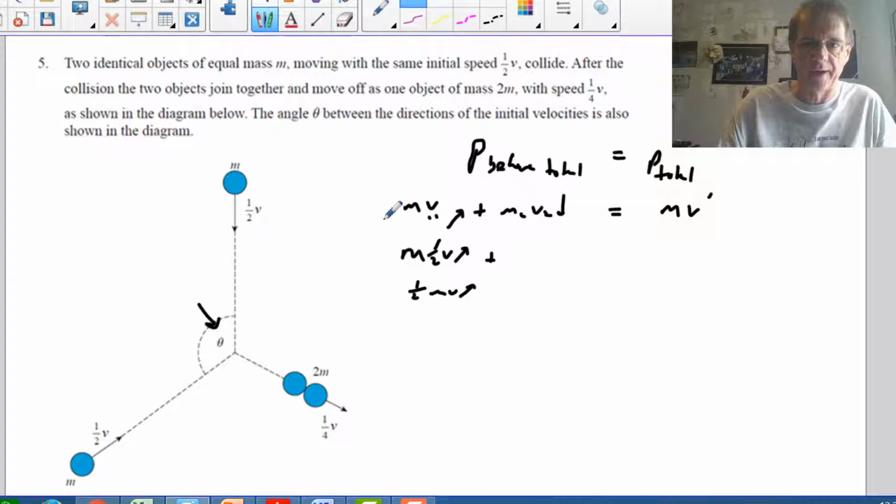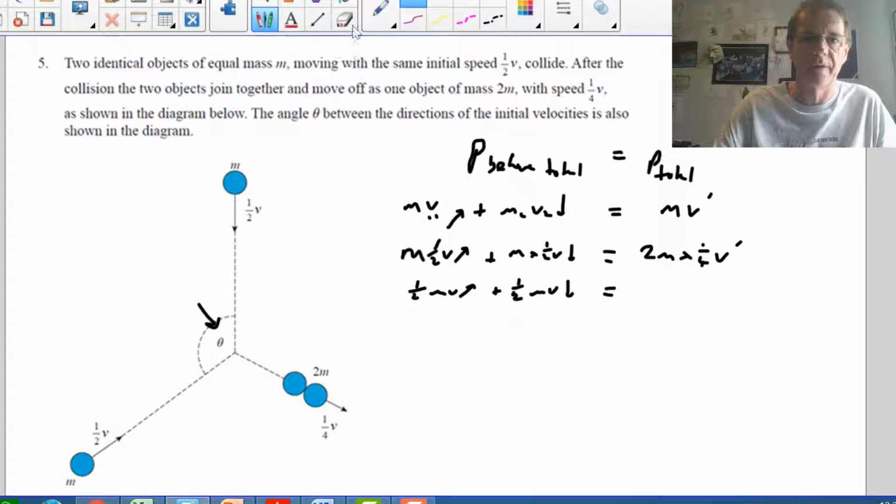Similar thing here: you've got an M times a half V on that side going down, so you've got a half MV going down. And the V is obviously the same there. On the other side, you've got a 2M now for the mass, because it's got two masses put together, times a quarter V. We'll call it the dash there, although actually we'll leave that as a V, because the V's relate to each other. Based on that, 2 times a quarter gives you a half MV, going off in some direction that way. We want to know what this is going to be.